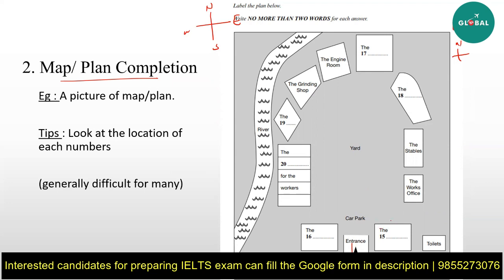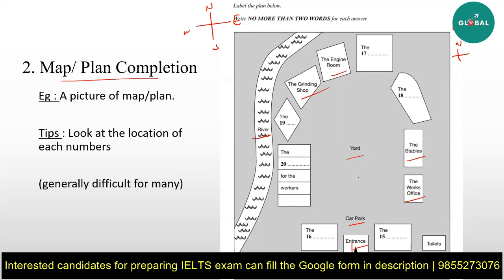The second thing is that keep a note of all the places that are already mentioned or detailed in the map. That is things like river, the grinding shop, the engine room, the stables, the works office. So you have to make sure that you know where these places are. When you're given time for your map question and to read it through, make sure that you know everything that is already labeled and where it is.